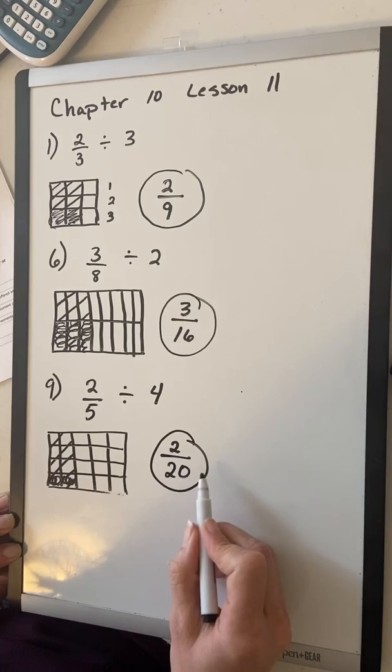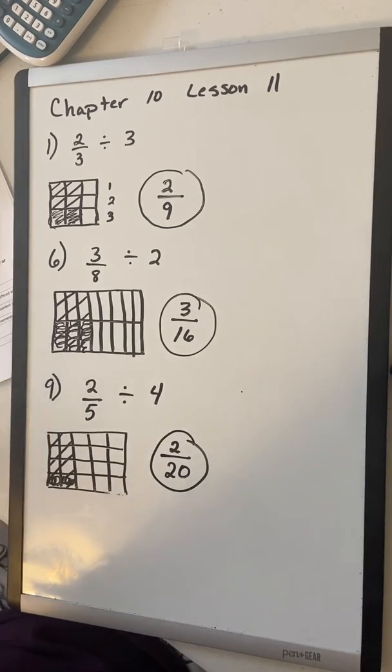You could also simplify this to 1/10, though I'm not sure if you're there yet in class, and your teacher would likely just accept that because they're both the same. So that is how you would model division of a fraction by a whole number with some type of diagram.